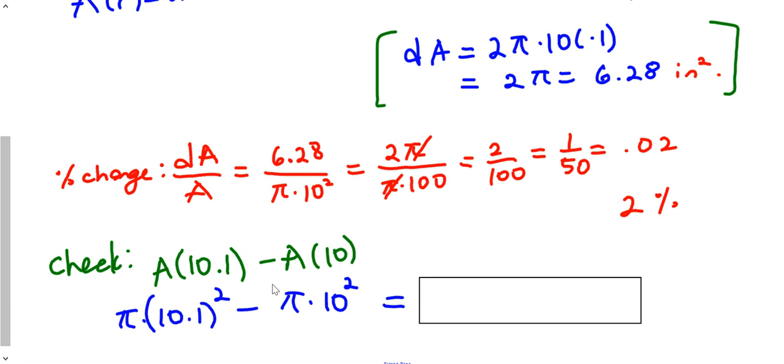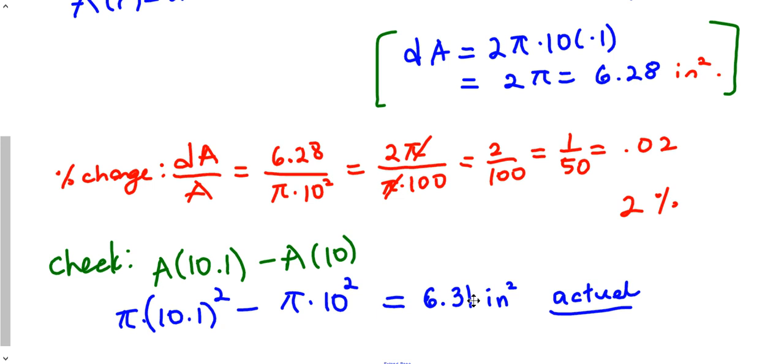But whenever you can check, it's always a good idea. Since area is pi r squared, I'm doing pi times 10.1 squared minus pi times 10 squared to see how close did we get in our answer. 6.31 square inches versus 6.28. So as you can see, it's a very good approximation.